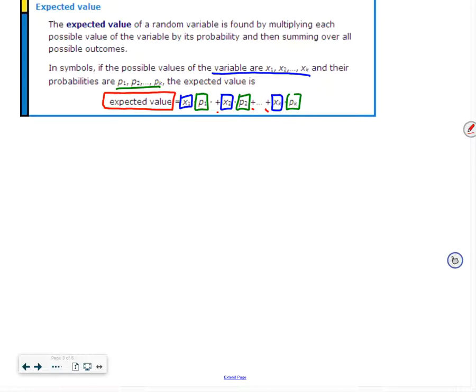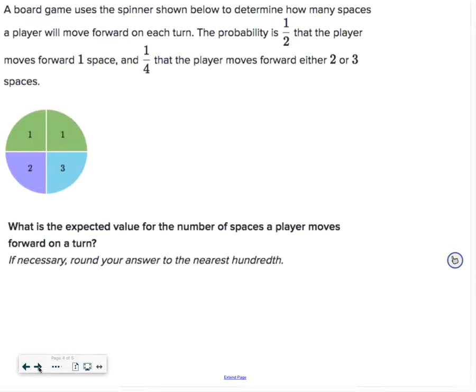Okay, so let's look at an example here. A board game uses a spinner shown below to determine how many spaces a player will move forward on each turn. The probability is 1/2 that a player moves 1. We can see that down here. Since we have half of the circle, we can think of it as 2/4, which is the same thing as 1/2. And a 1/4 chance that the player moves forward 2 or 3, where this is a fourth of a circle, and this is a fourth of a circle. What is the expected value for the number of spaces a player moves forward on a turn?